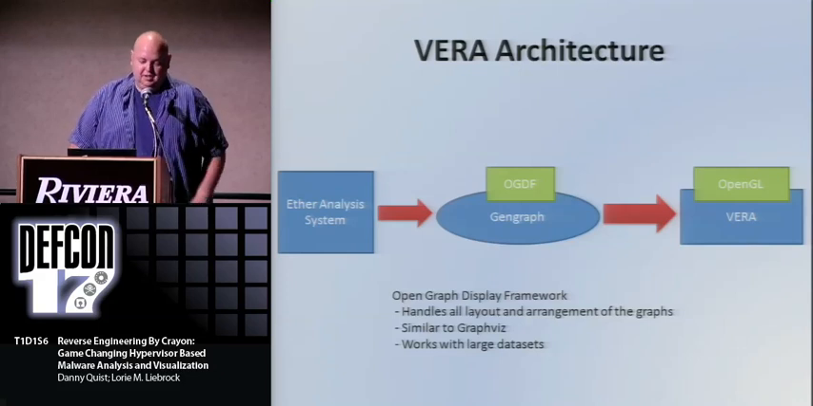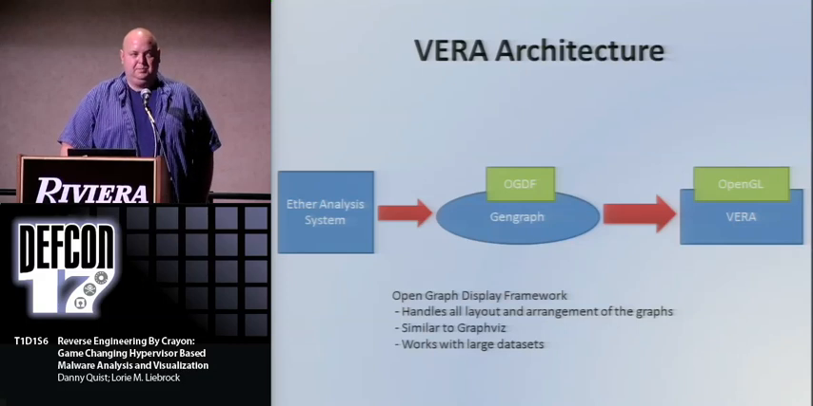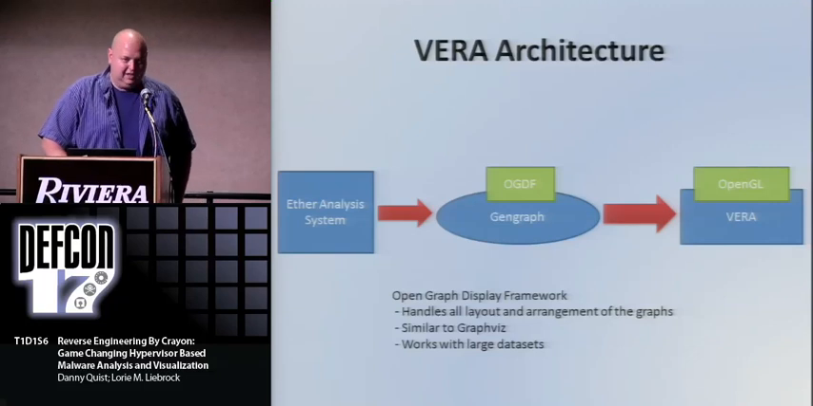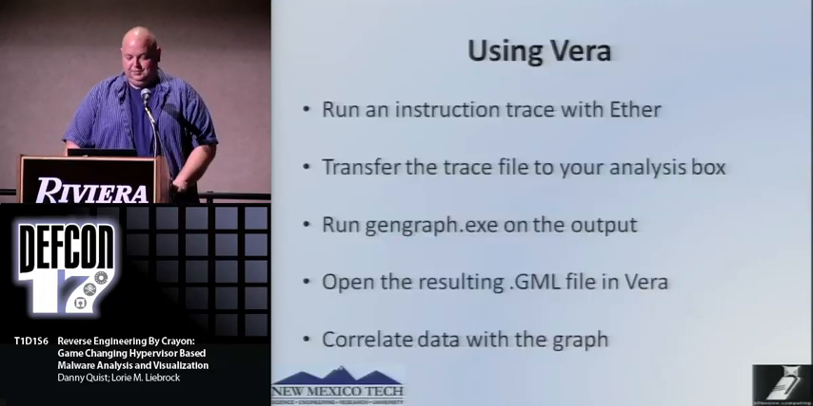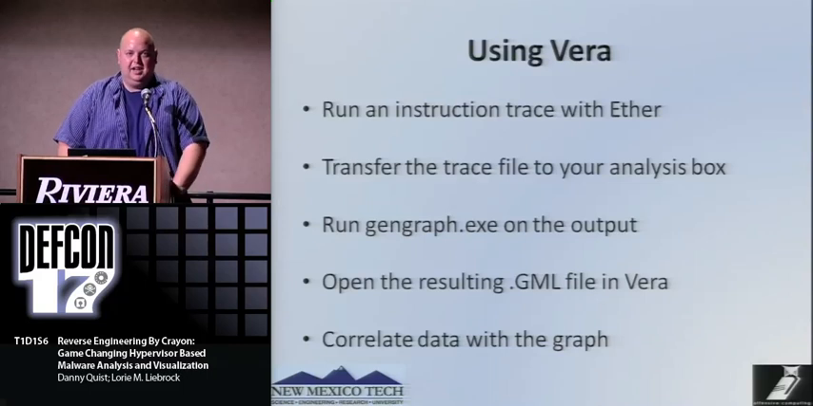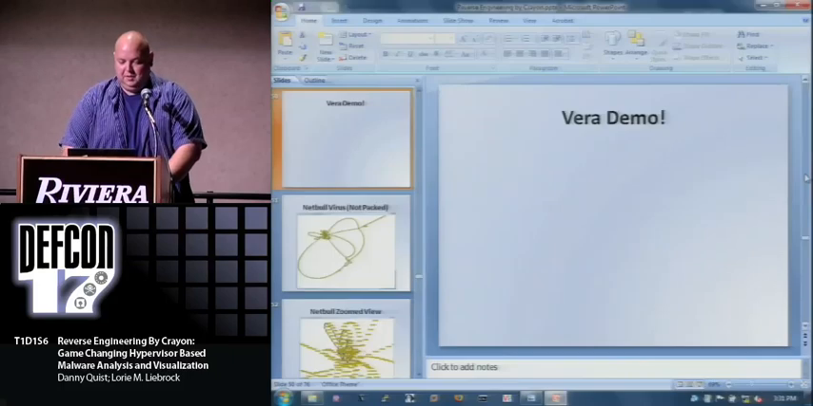But that's okay. Finally, we get to Vera, and Vera is the OpenGL component of this program. What Vera does is display this and allow you to start analyzing it. The basic steps are to run an instruction trace with Ether, transfer that trace file to the analysis box, then run gengraph on that output, and then the resulting GML files, or graph modeling language files, are opened inside of Vera, and then you can use that to correlate instructions. Okay, so let's go ahead and do a demo.